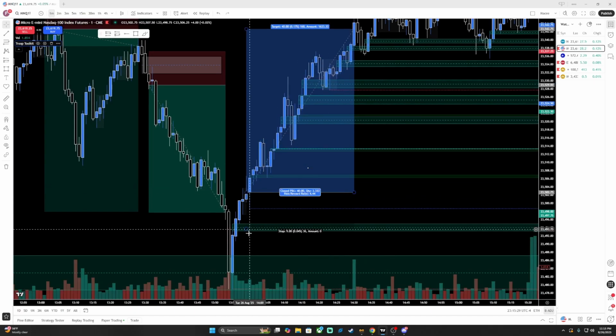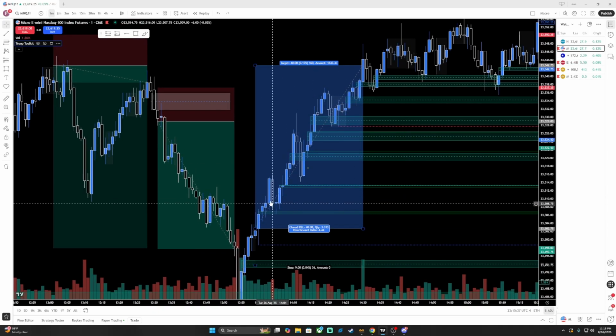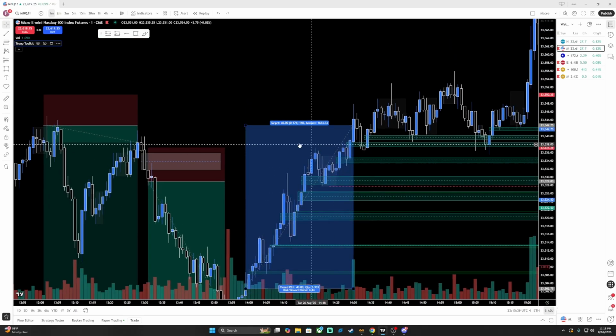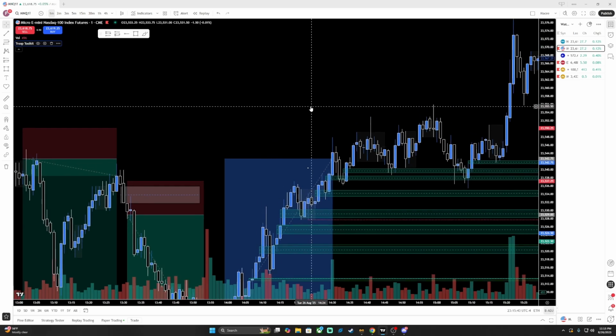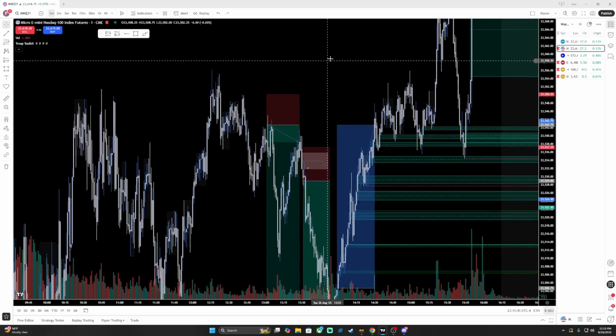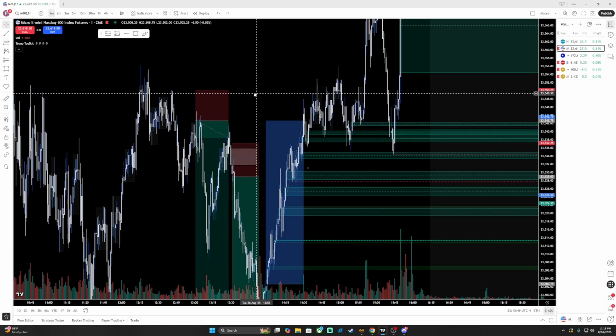Then I waited for price to come down and retest. It didn't. I took the trade right here. Boom. And took it all the way up to the next source of external liquidity. And I probably would have let this one run a little longer since I already hit a winner with this trade.